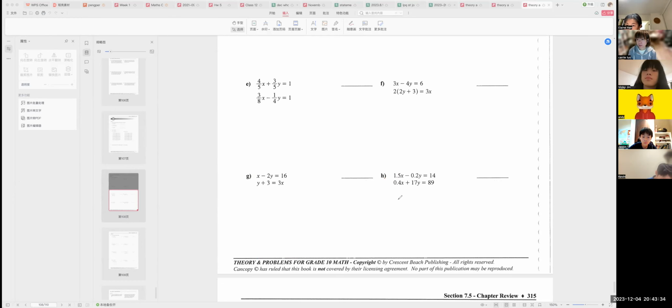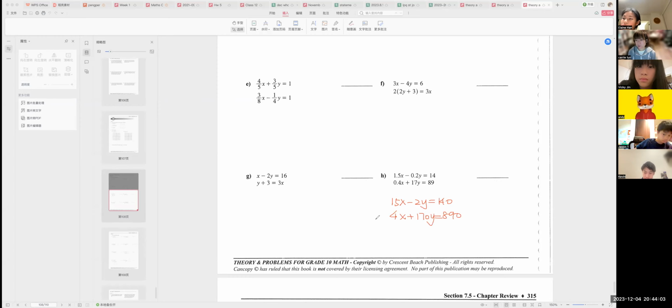Okay, I'm going to do number H with all of you again. It looks very weird because they don't have whole numbers, right? There are decimals. So I'm going to try to make them look the same. First I'm going to times 10 for both of them. So 15x minus 2y equals 140, and 4x plus 170y equals 890.